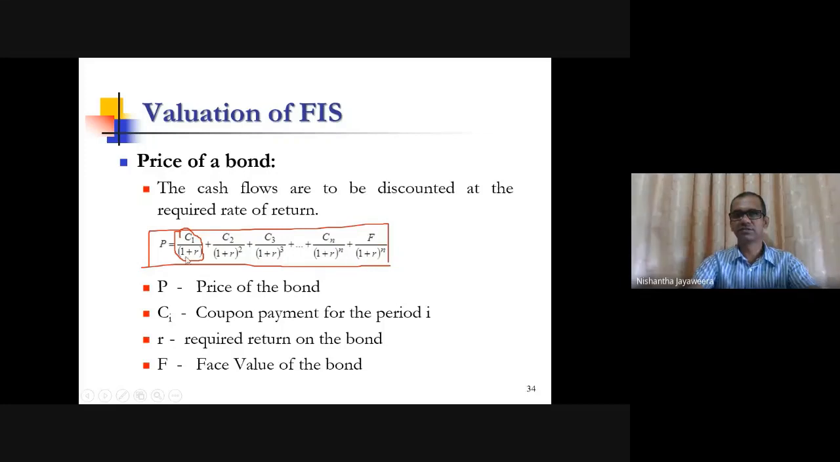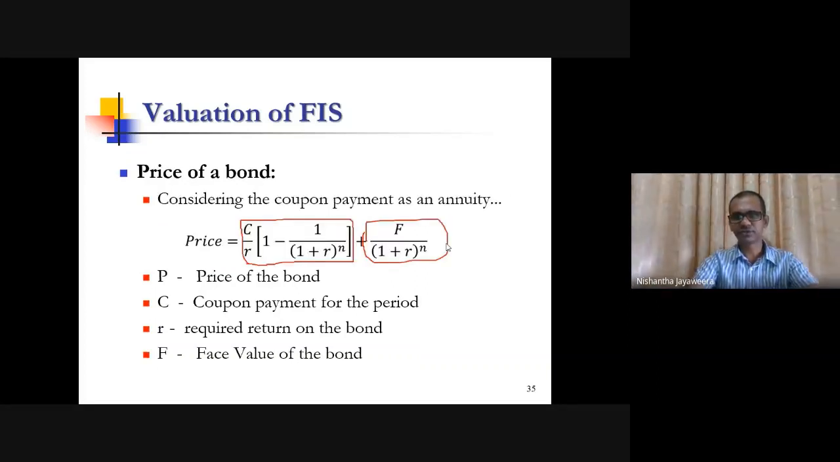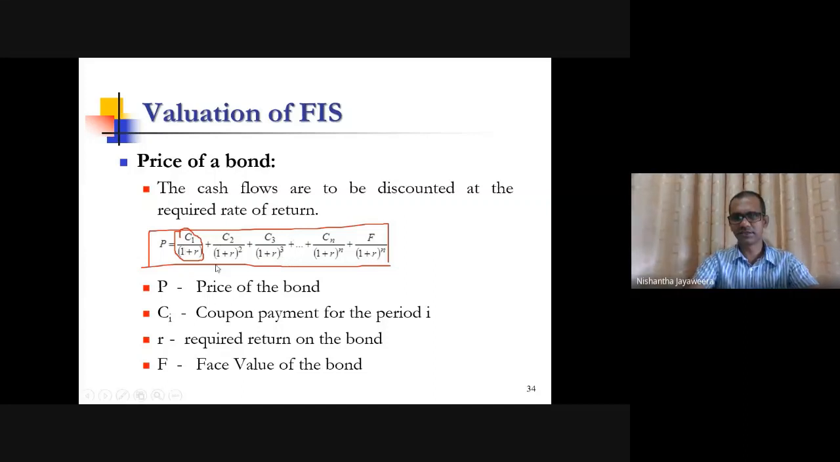These equations tell us we have to calculate the present value of each and every cash flow and add them up to get the total present value, which is the price of the bond. That's the basic concept. To calculate the present value, we need the interest rate, which is the required rate of return. Later we will call it yield to maturity. So this is the basic equation.